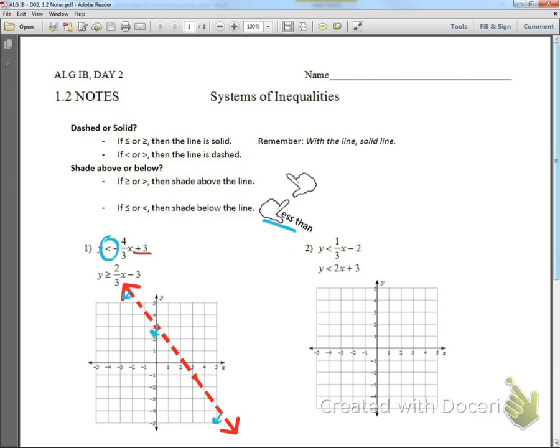In the next equation, the y-intercept is -3 and the slope is 2/3. So I'm going to count up 2 and run right 3. So rise 2, run right 3. That puts me right there. Then I'm going to draw my line, just as I did before.